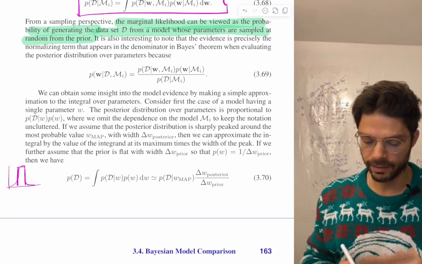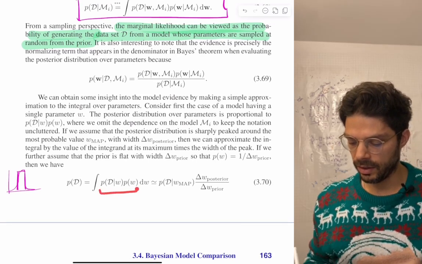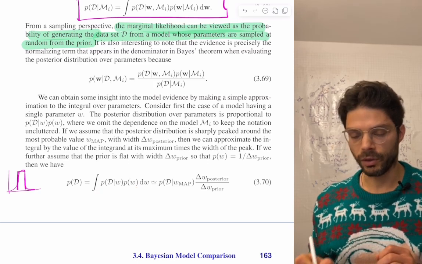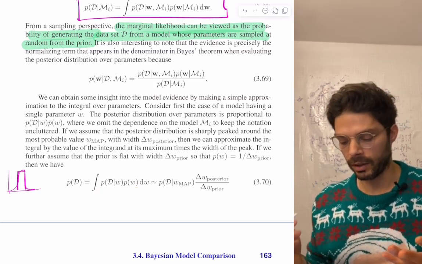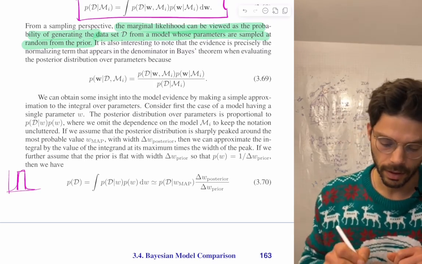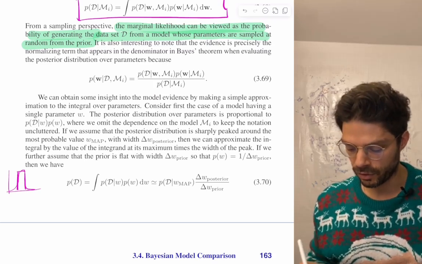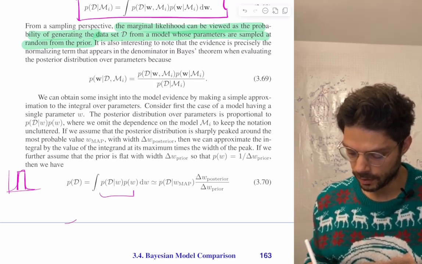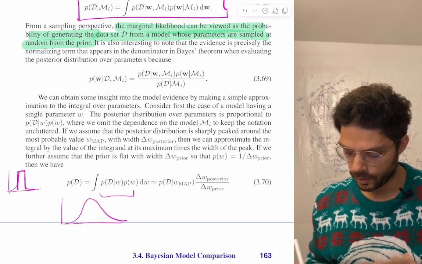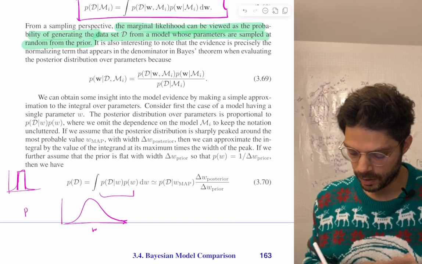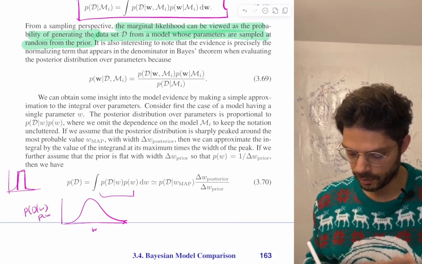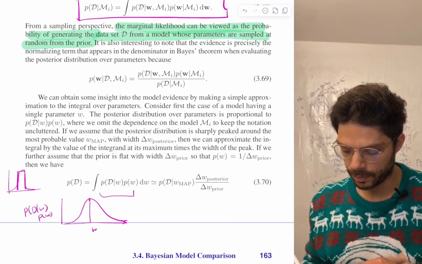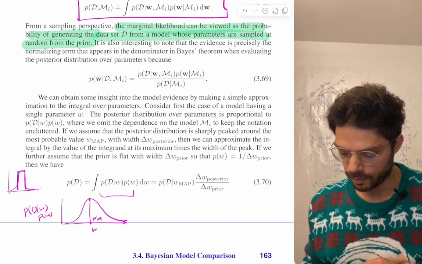So we're going to say that this integrand is going to be sharply peaked, and we're going to assume it's going to be peaked around its most probable value, at the map value for W. So we're going to say that this expression here is the integral of P of D given W times P of W dW. The posterior distribution will have a peak at W map. So this is going to be W map, right?